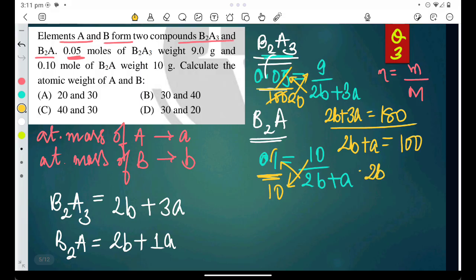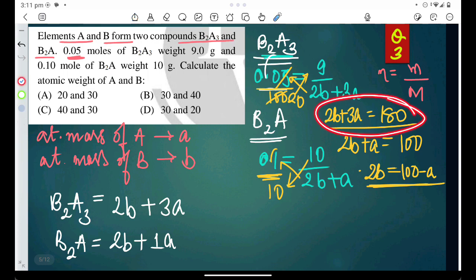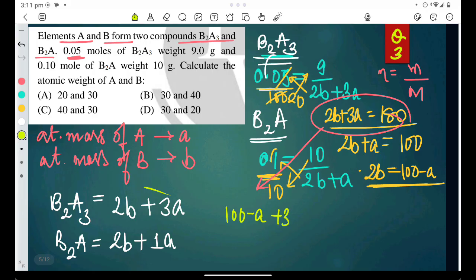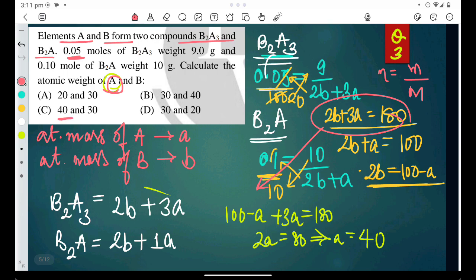From here I get the value of 2b as 100 minus a. I'm going to substitute the value of 2b into the first equation which we have. I'm writing it here, okay? I'm supposed to substitute the value of 2b. So 2b is equal to 100 minus a, plus 3a is going to be 180. So now 2a is going to be 80, a is going to be 40. So the atomic mass of a is going to be 40.